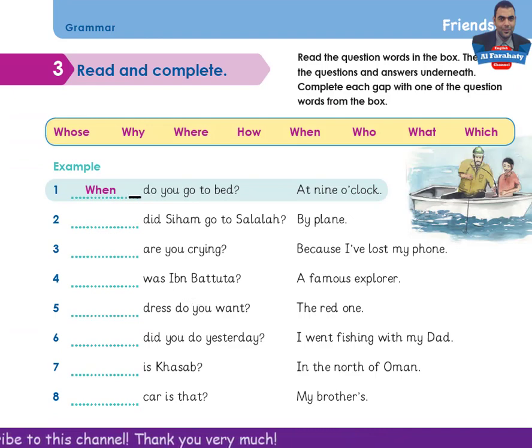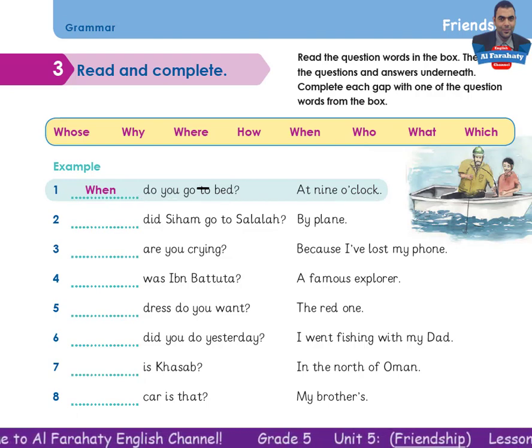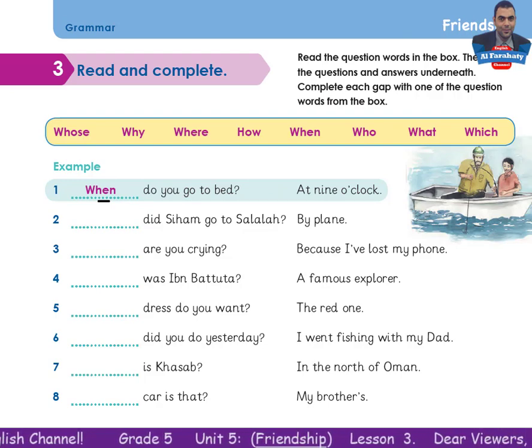Activity 3. Read and complete. Read the question words in the box, then read the questions and answers underneath. Complete each gap with one of the question words from the box. Whose, why, where, how, when, who, what, which. Let's read the questions. When do you go to bed? At 9 o'clock. Yes. When is it chosen here? Because the answer is time, at 9 o'clock.